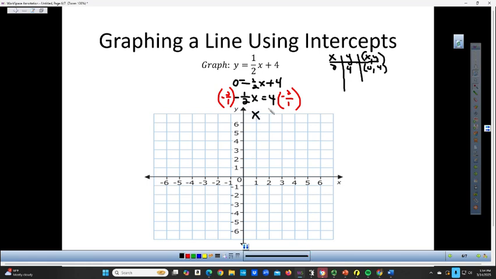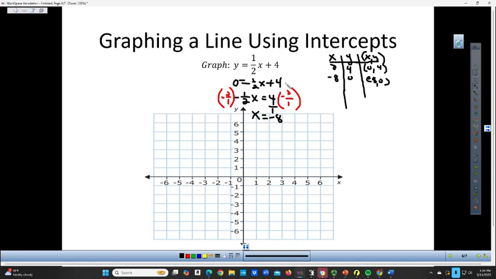Okay, and whenever you have a fraction times a whole number, you just put the whole number over 1. So 4 over 1 times negative 2 over 1 is just going to give us negative 8. So our x-intercept is going to be (negative 8, 0). Now, let's just say we had to find a third point for this line, which, as you see, negative 8 is going to be off the graph. So it's probably best to find another point anyway.